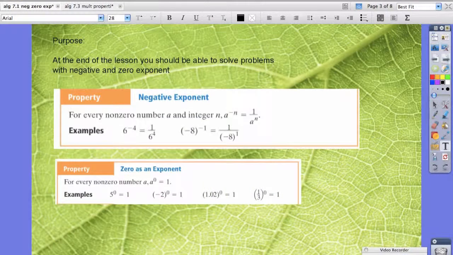Now, the purpose of this is that at the end of this lesson, you should be able to solve problems with negative and zero exponents. So let's go over the properties and then we'll go over some examples.